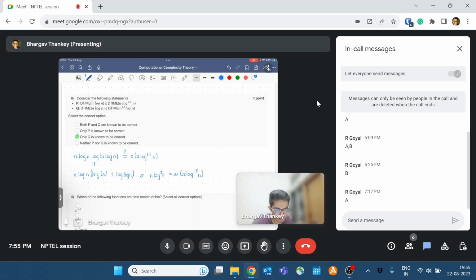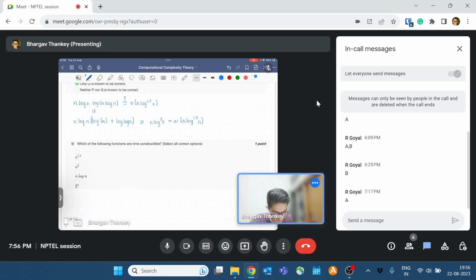So the time hierarchy theorem does not tell us anything about P. But what about Q? Well, in Q, the gap is n to the square root n, right?